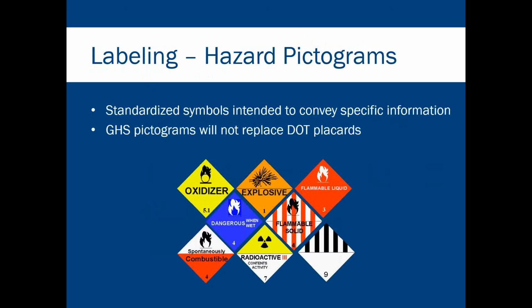Hazard pictograms. The pictograms are all new to HAZCOM, but they're going to be very similar to what you have seen on DOT shipping labels. So some of these labels in the picture on the slide you already see on your chemicals because they are required to be there for DOT shipping. Pictograms are basically standardized symbols intended to convey very specific information.